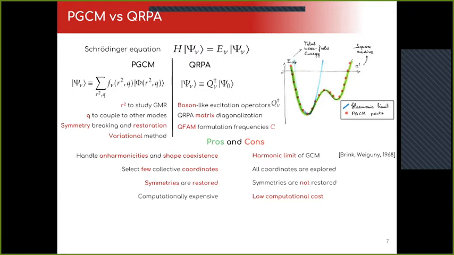Specifically, P-GCM can handle anharmonicities and shape coexistence because of the very nature of this formalism. On the other hand, QRPA cannot handle this kind of anharmonicity, specifically being the harmonic limit of GCM.